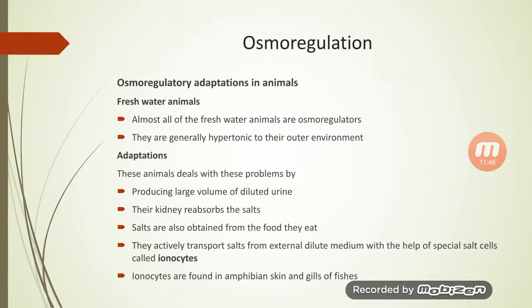The adaptations of the freshwater organisms are how these animals deal with the problems. One of the problems is they produce large volumes of diluted urine because they live in an environment that is hypotonic to their bodies. So obviously a lot of water will enter their bodies, and as a result they will produce large amounts of dilute urine, and consequently the essential salts will be excreted out of their body.